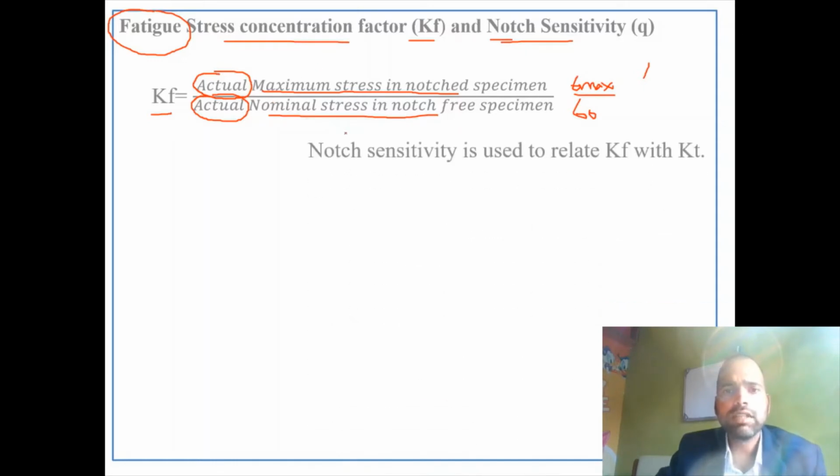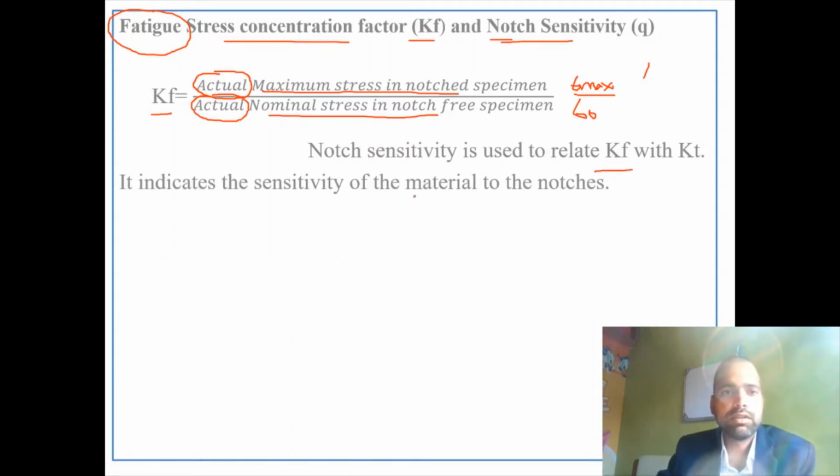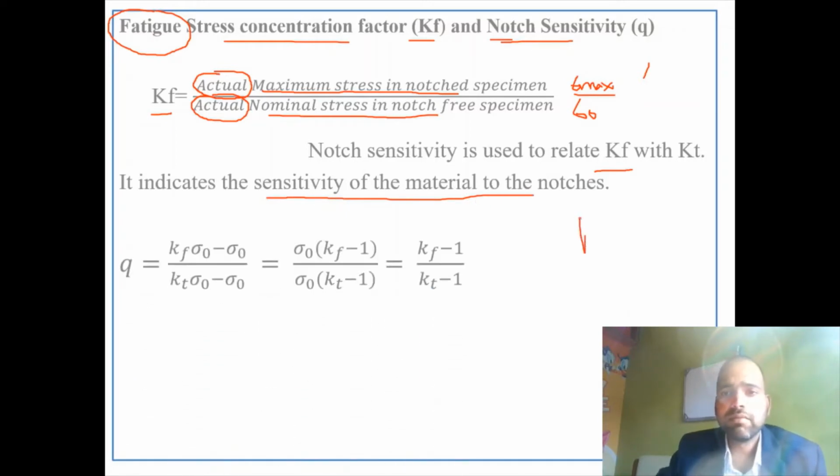So notch sensitivity is used to relate the fatigue stress concentration factor with the theoretical stress concentration factor. This notch sensitivity indicates the sensitivity of the material to notches. Now what does it mean by notch? Let's understand. If this is a rectangular component, and if I create some notch here, notch means if I make an abrupt change in the component, then due to that abrupt change there will be a stress concentration. And the sensitivity of the component to the notches is indicated by this notch sensitivity.